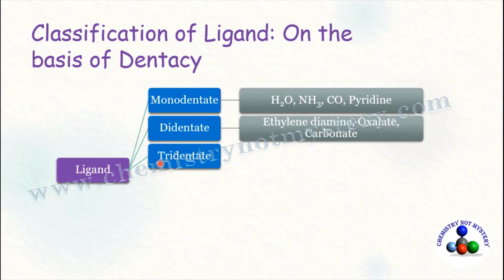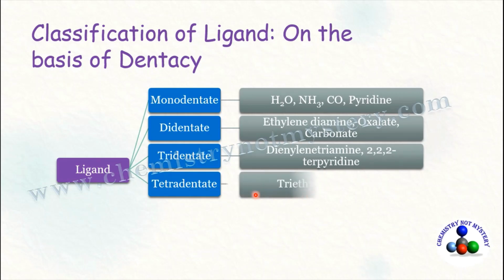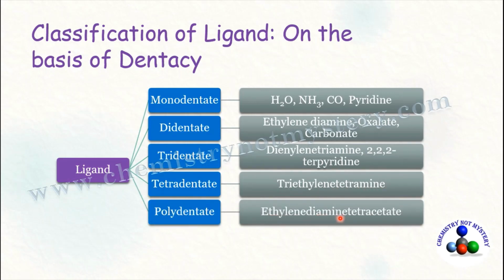Or it can be tridentate when it donates 3 lone pairs of electrons to the metal. For example, ethylene triamine, 2,2,2 terpyridine. Or it can be tetradentate when it donates 4 lone pairs of electrons to the metal. For example, triethylene tetramine. Or it can be polydentate. For example, ethylene diamine tetraacetate.